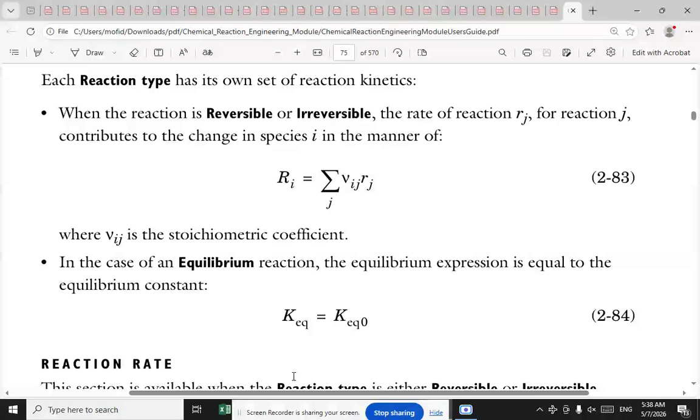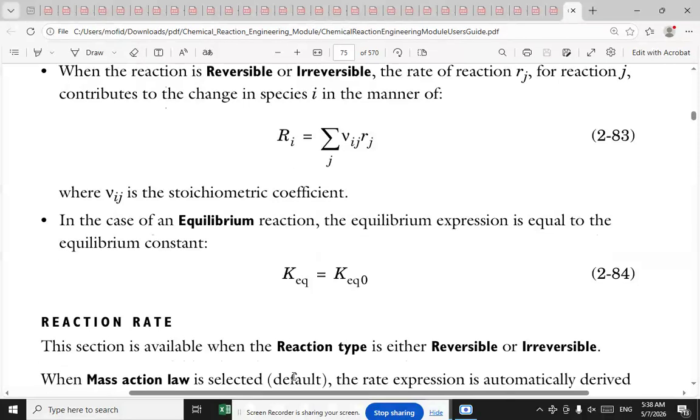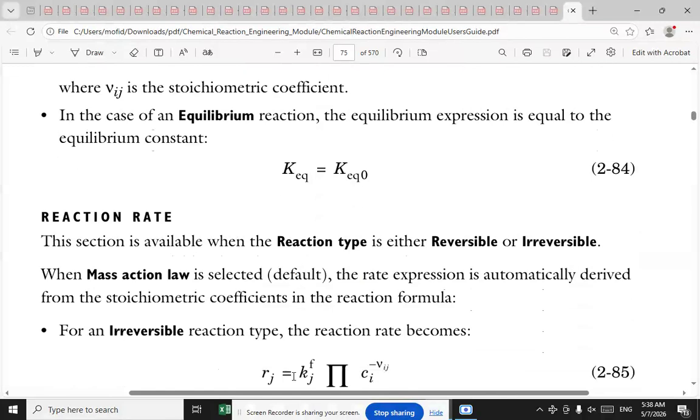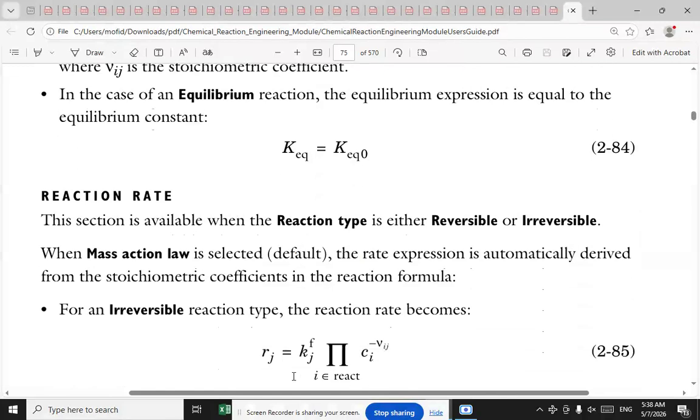When the reaction is reversible or irreversible, the rate of reaction R_j for reaction j contributes to the change in species i in the manner of R_i equals the sum over j of v_ij R_j, where v_ij is a stoichiometric coefficient. In the case of an equilibrium reaction, the equilibrium expression is equal to the equilibrium constant, Keq equals Keq,0.